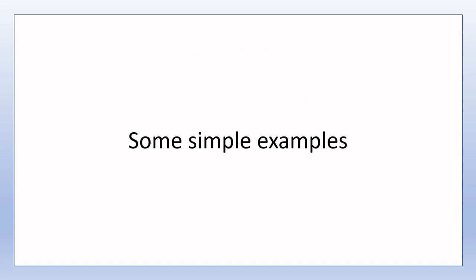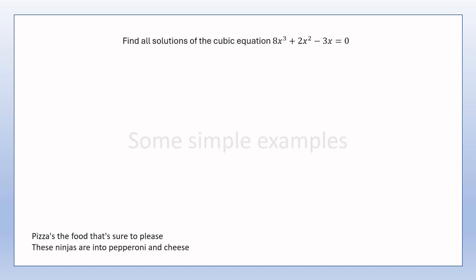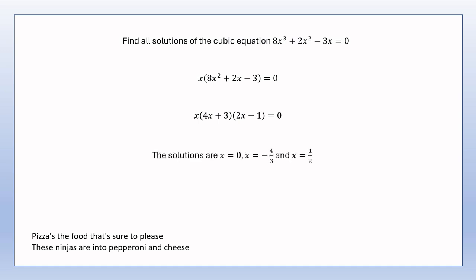So let's have a look at a couple of simple examples of solving cubic equations by factorization. Find all solutions of the cubic equation 8x cubed plus 2x squared minus 3x equals 0. So this is an easy one because there's no constant term, so this is only slightly more difficult than solving a quadratic equation. Since there's no constant term, just take x out as a common factor to give x times 8x squared plus 2x minus 3 equals 0, and then factorise the quadratic inside the brackets to give x times 4x plus 3 times 2x minus 1 equals 0. And so the solutions are x equals 0, x equals minus 3/4, and x equals a half. Easy peasy.